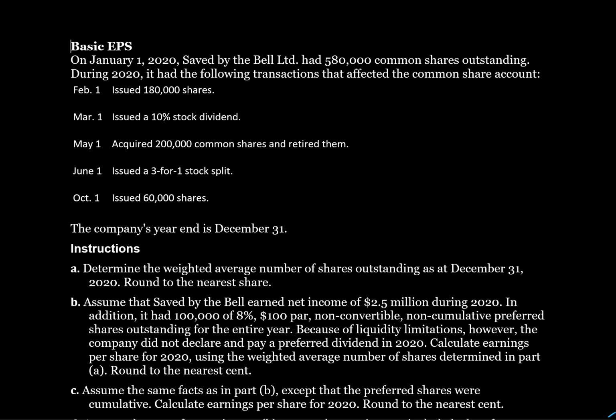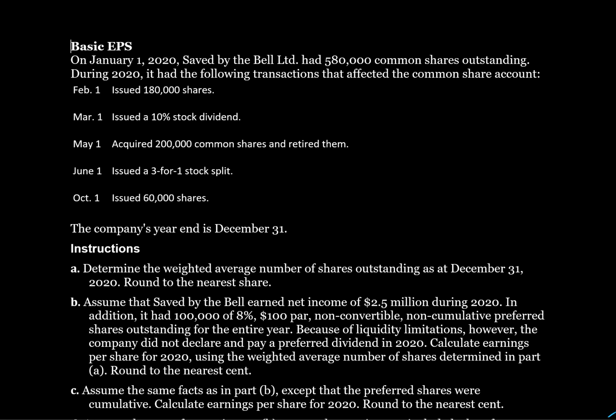March 1st, issued a 10% stock dividend. May 1st, acquired 200,000 common shares and retired them. June 1st, issued a 3-for-1 stock split. October 1st, issued 60,000 shares. The company's year end is December 31st.